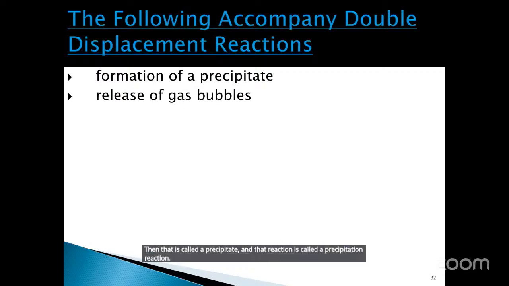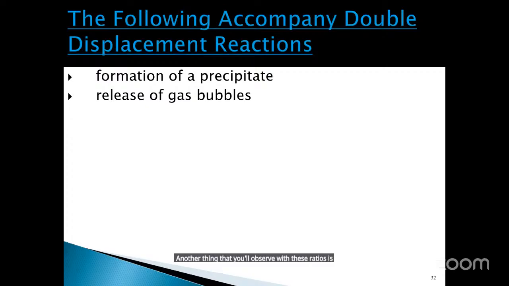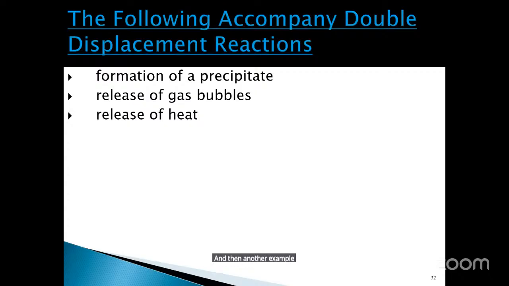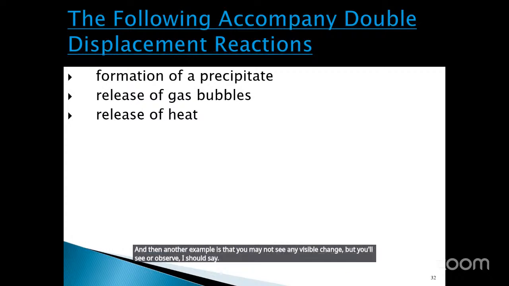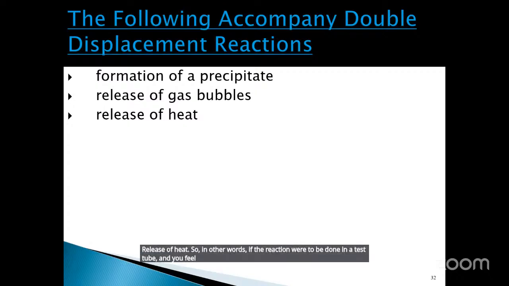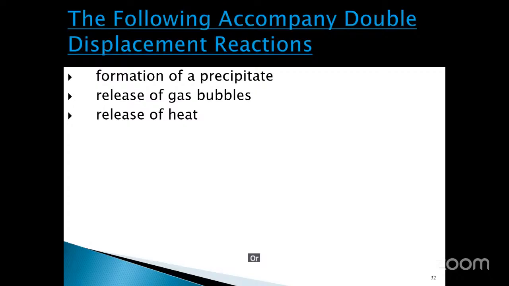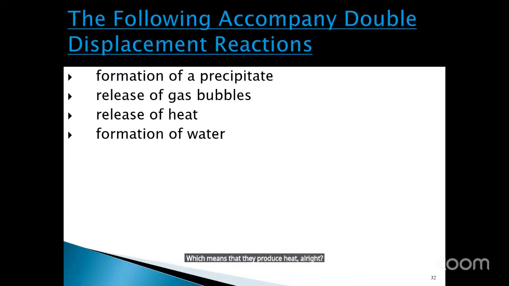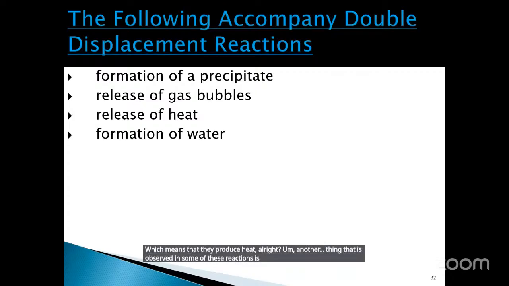Another thing that you'll observe with these reactions is the formation of gas bubbles. And we're going to see some examples of that shortly. And then another example is that you may not see any visible change, but you'll observe the release of heat. So in other words, if the reaction were done in a test tube and you feel the outside of the test tube or beaker or whatever the vessel is, it's going to feel warm, right? And the term we use to describe that is that these reactions are exothermic, which means that they produce heat, all right? Another thing that is observed in some of these reactions is the formation of water, H2O, all right?